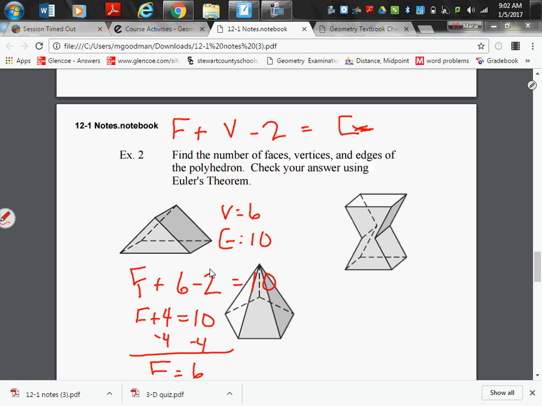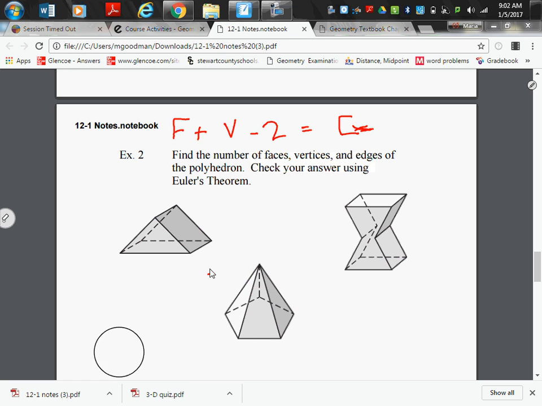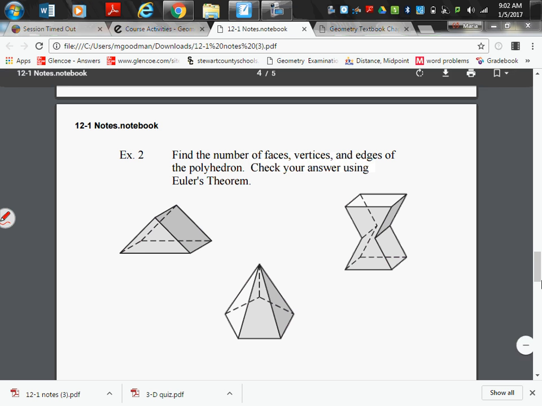All right, good. So that's using Euler's theorem when you have to count your pieces. It's done exactly the same as when it gives you the numbers. Okay, let's move on. Very good.